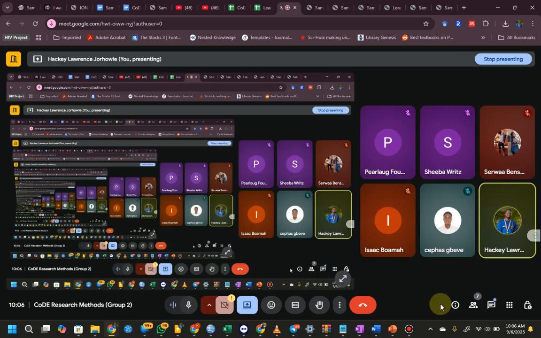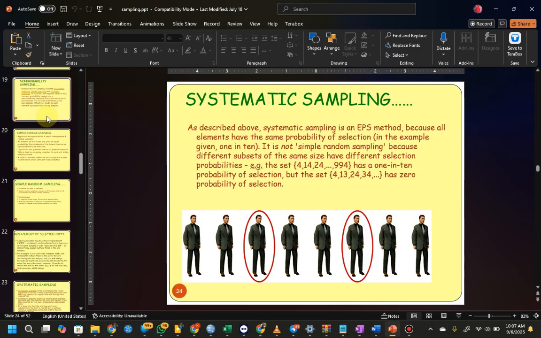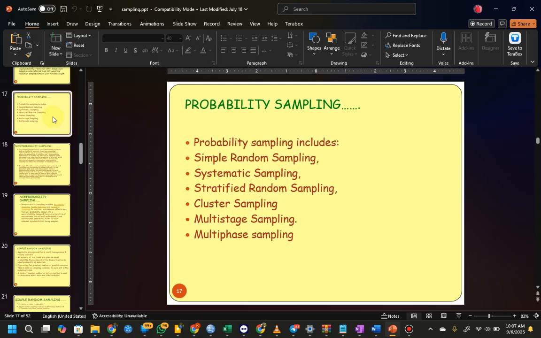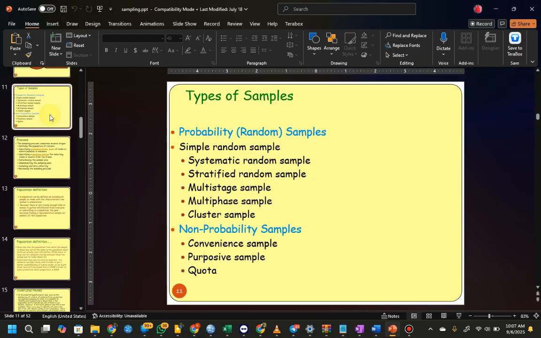But even before that, we looked at the two main different types of sampling. If you remember, when we started looking at sampling, we talked about the probability sampling techniques, and then we talked about the non-probability sampling techniques. I hope you remember these.